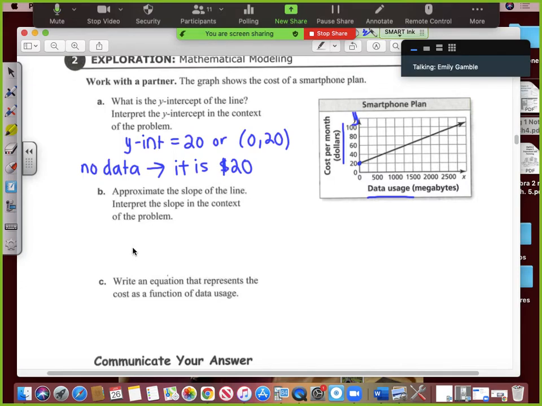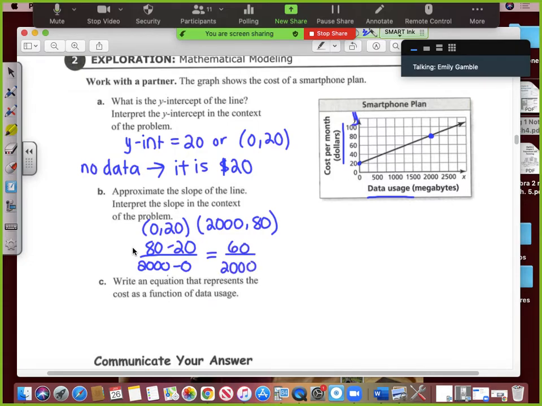To find the slope, you're going to want to find 2 points that work perfectly for the line. So the 2 points we're going to use are 1, the y-intercept, (0, 20), and 2, the next point I told you to use was (2000, 80). So when you're finding the slope of this line, you're going to want to use the formula. The formula says take the second y and subtract the first one. So it's going to be 80 minus 20 on top, and then on the bottom, 2,000 minus 0. So 80 minus 20 is 60, and 2,000 minus 0 is 2,000.